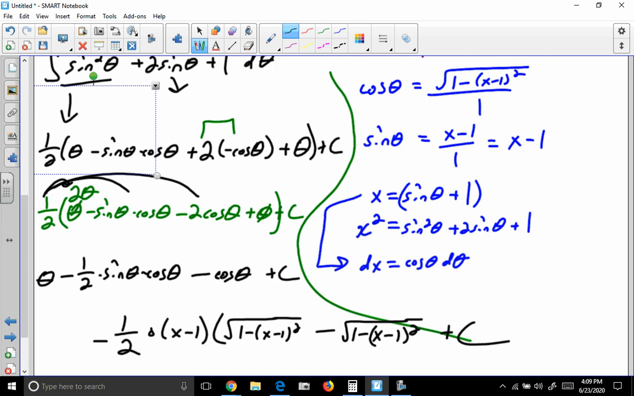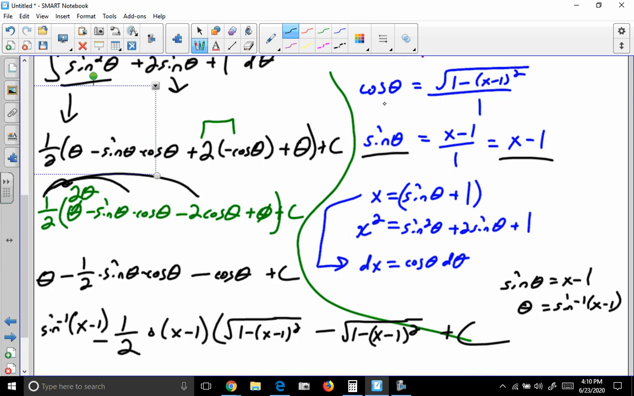Now theta, there are several different ways we could get theta. We could just take this one. If sine theta is x minus 1, take inverse sine of both sides. So theta is inverse sine of x minus 1. We could have also gone here and done inverse cosine of both sides and said theta is inverse cosine of that radical. Those two things would be equivalent.